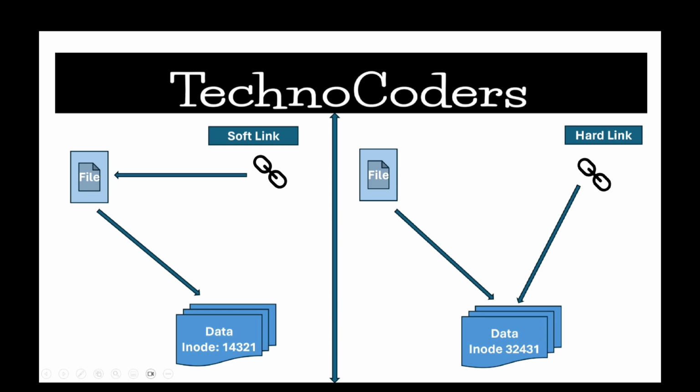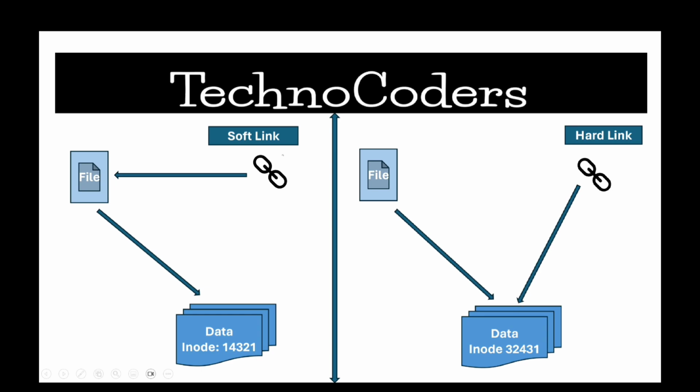Another difference is that when you create a soft link, it will have a different inode number, because a soft link is nothing but a special type of file. But if you create multiple hard links, they will always have the same inode number, because they directly access the data. That way, access is much faster.